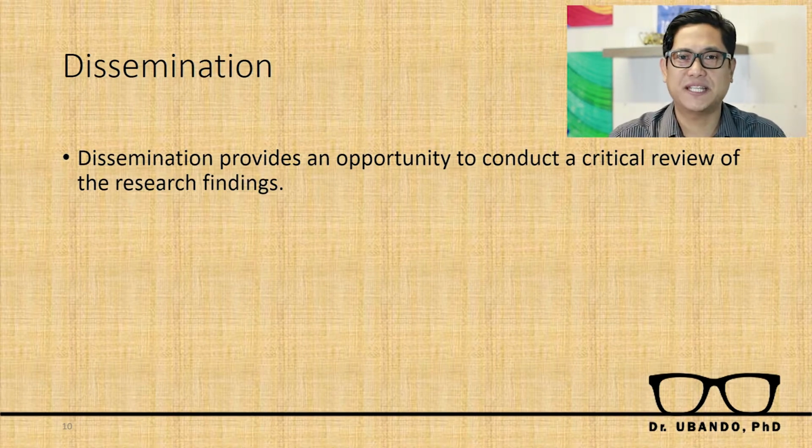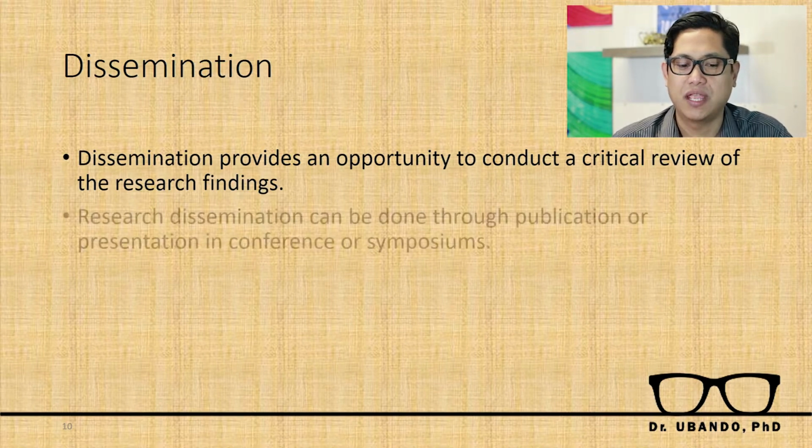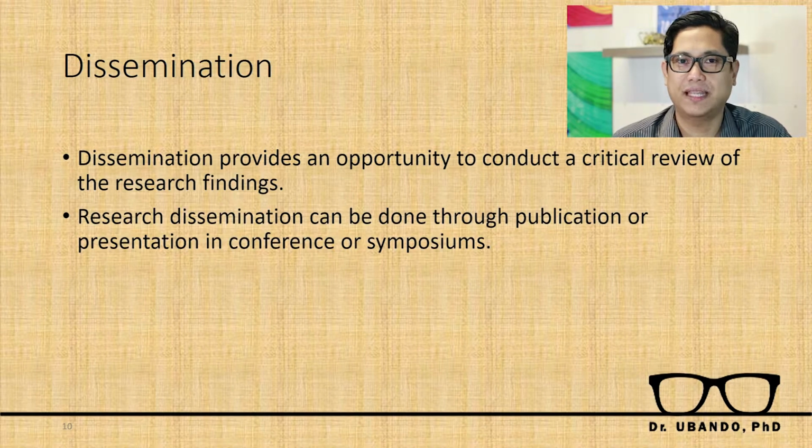Next, research dissemination can be done through publication or presentation in a conference or symposiums. So these are two avenues of dissemination. Either we publish or present it in conferences or symposiums.